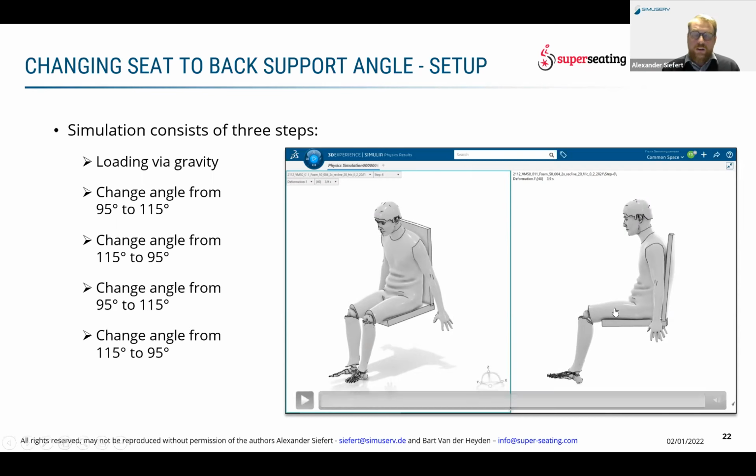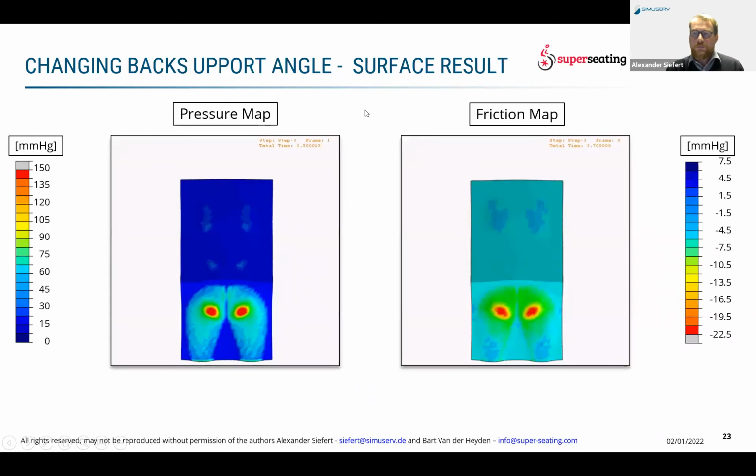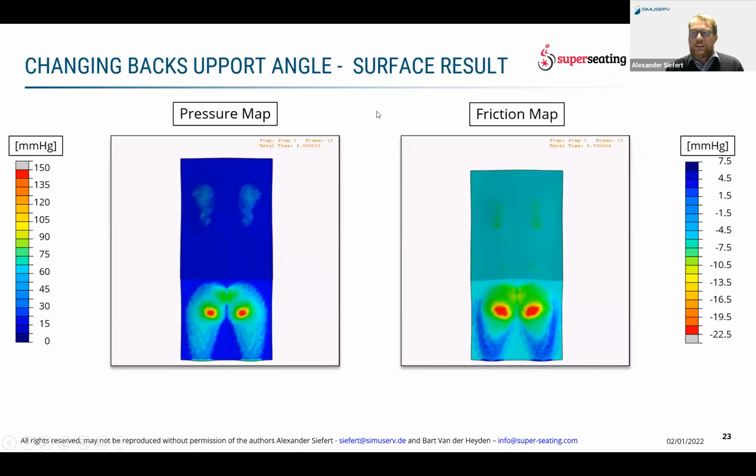If you now convert that once again to the mechanical quantities, where we can do some risk evaluation on top of that, we come to the pressure map once again, and also the friction map. I will start both of them.